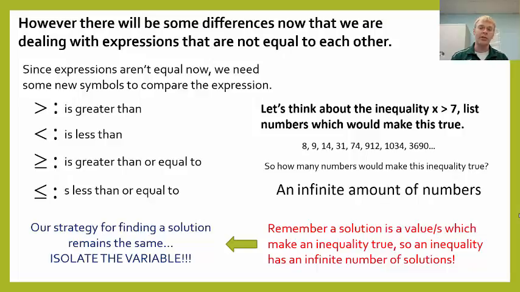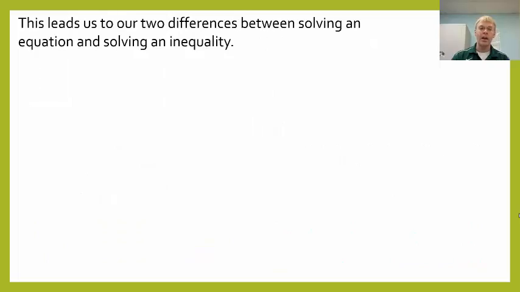Same as our single variable linear equations, we are going to be isolating the variable with our single variable linear inequalities. As we saw before, all of those steps, all of the strategy that we used to get x alone is going to stay the same. This leads us to two big differences, though, in our actual steps of getting the variable alone and solving our inequality.